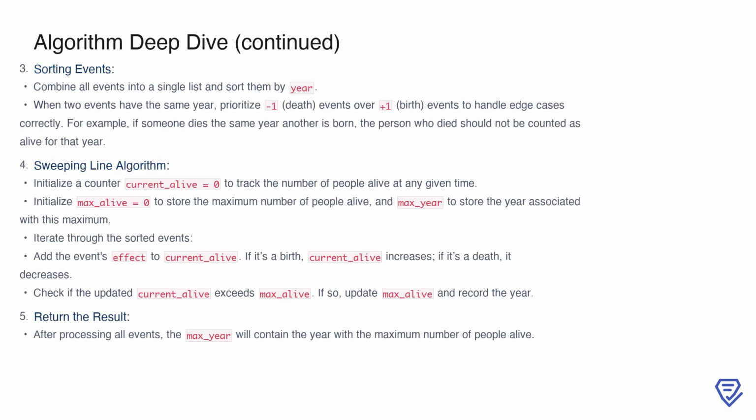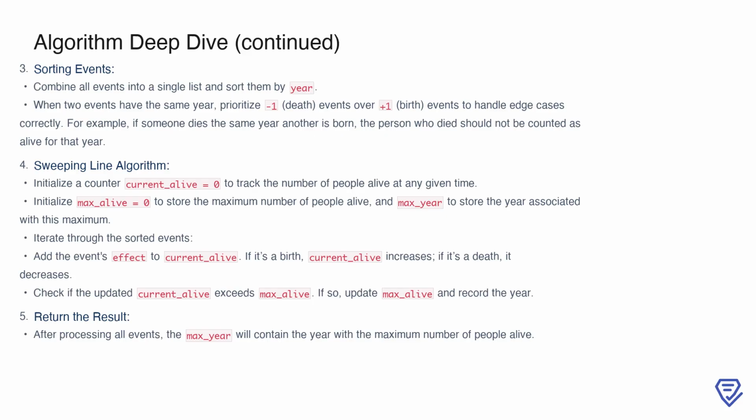Once we have the events, the next step is to sort them. Sorting ensures that we process events in chronological order. If two events occur in the same year, we prioritize death events over birth events. This ensures accuracy in cases where someone dies the same year someone else is born, as the person who died should not be counted as alive for that year.